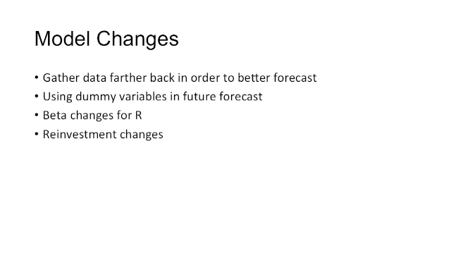So the first thing that I did was gather data farther back to better estimate a forecast. I figured that if I went back another 5 years, I could potentially fit a trend line with dummy variables that make more sense, or could potentially increase the stock price. And then using the dummy variables in the future forecast, I figured depending on how you forecast the future, that could potentially change the stock price. And then beta changes for R, and then reinvestment changes. So these are the areas that I looked at when comparing a sensitivity analysis to find out which change would make the largest difference in the stock price.